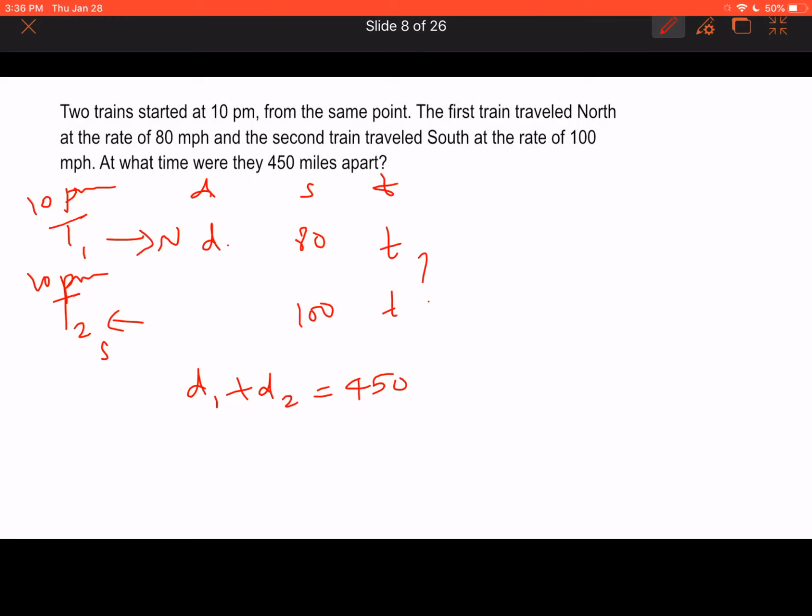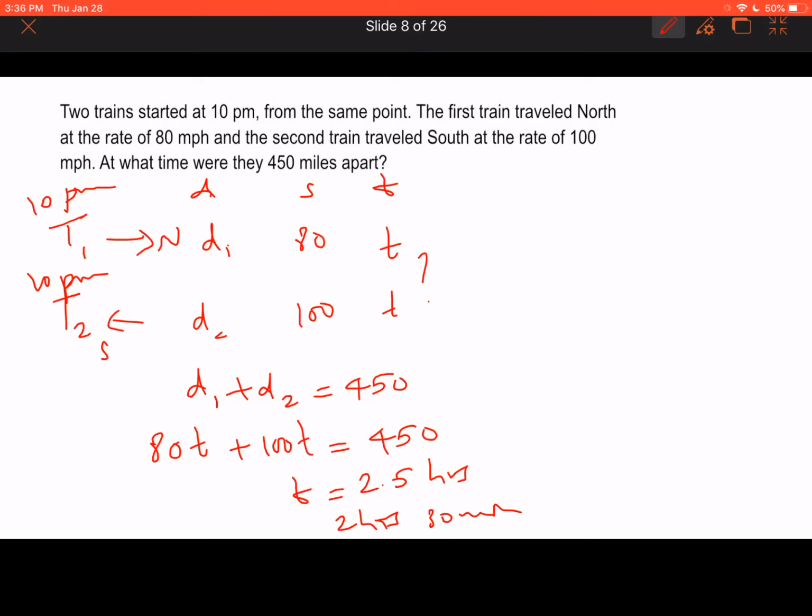They're starting at the same point, they are moving in the opposite direction, and after some time they are going to be away from each other by 450 miles. So they want to know the time now. So d1 we can write as 80t, d2 is nothing but 100t, so 80t plus 100t is going to be 450. So t is going to be 2.5 hours or 2 hours and 30 minutes.